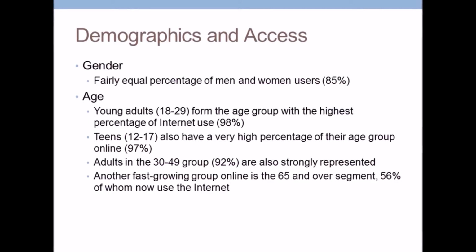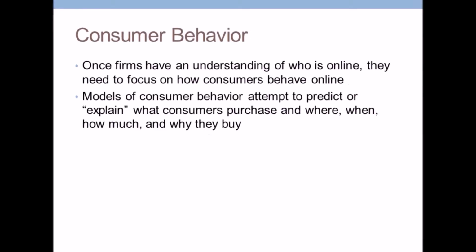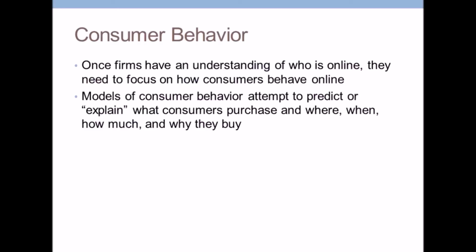So what is consumer behavior? How do firms understand that? And what happens through consumer behavior? Why is it such a difficult science for people to understand? Consumer behavior itself comprises a lot of variables, and some of these variables we'll touch on. But once firms have an understanding of who's online, they need to focus on how consumers behave online.